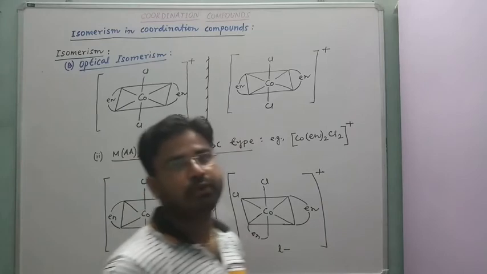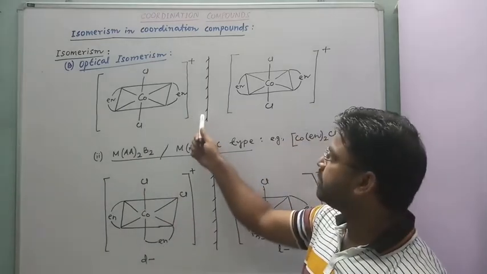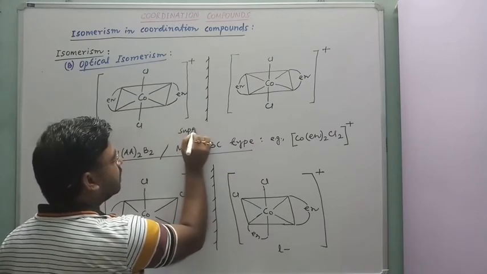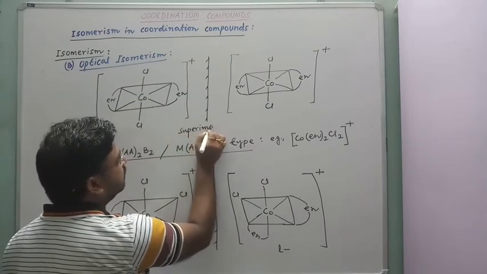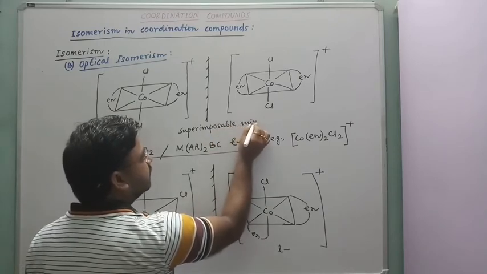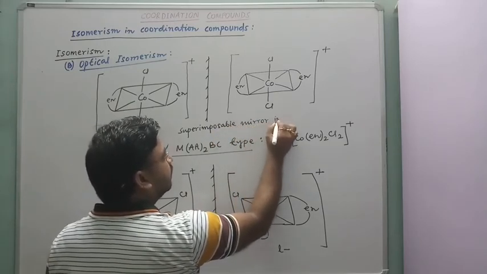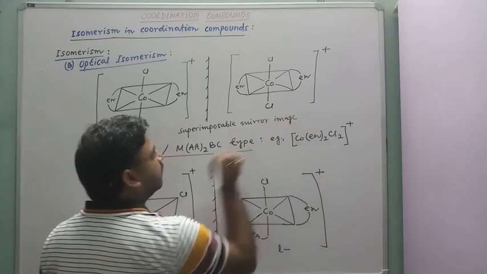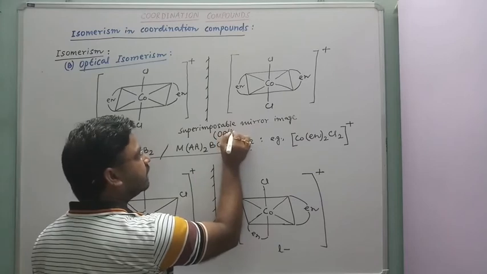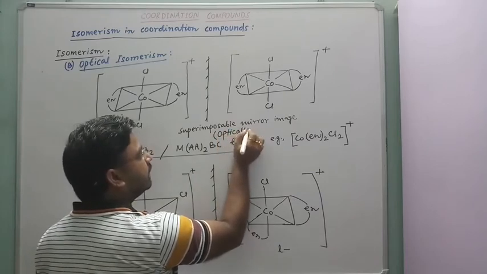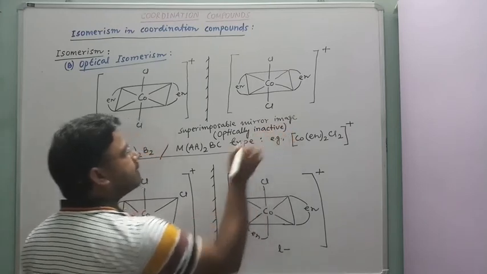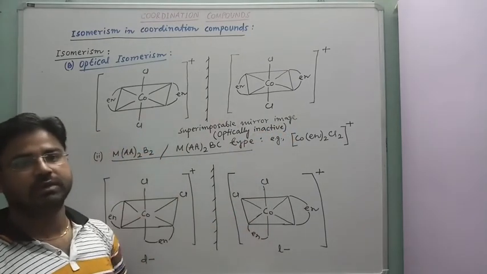So these are superimposable mirror images. And if the compound gives a superimposable mirror image, the compound is optically inactive. So they are not optical isomers.